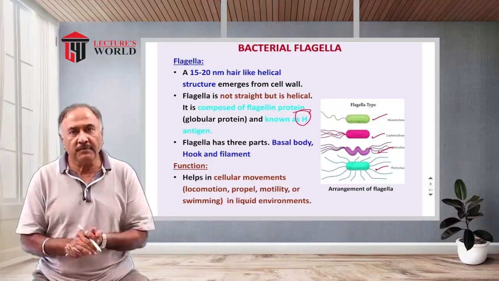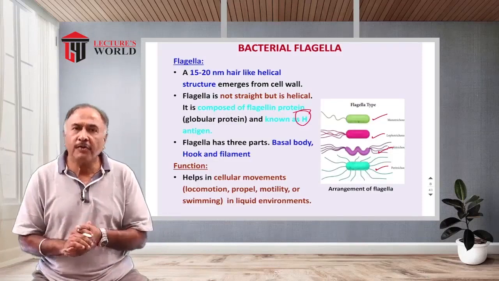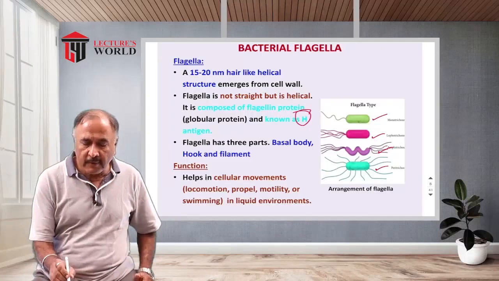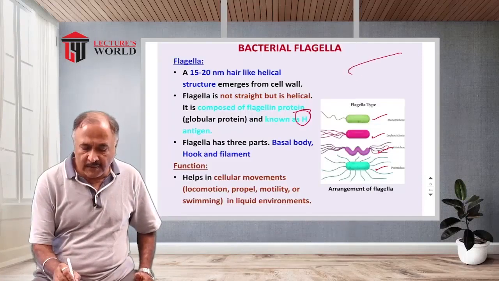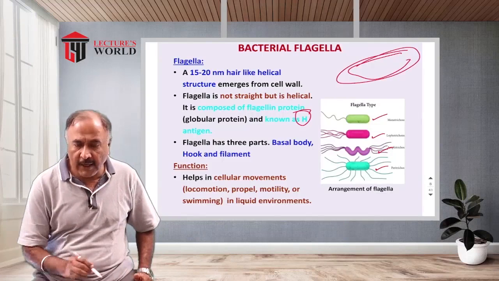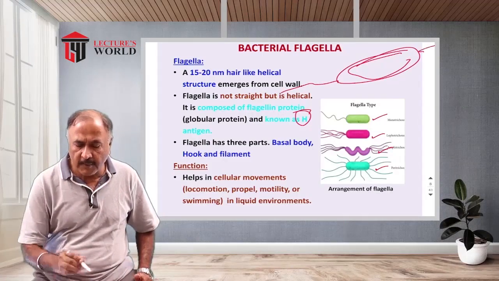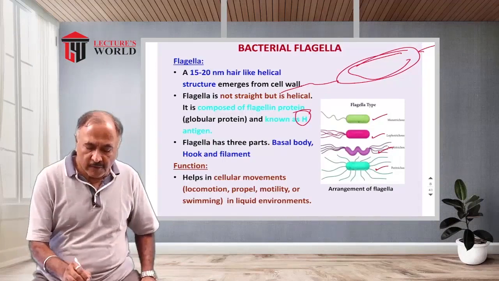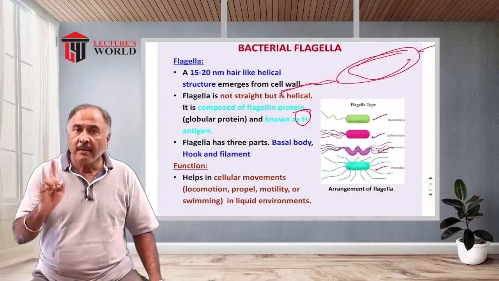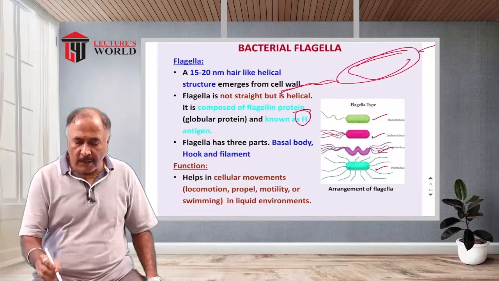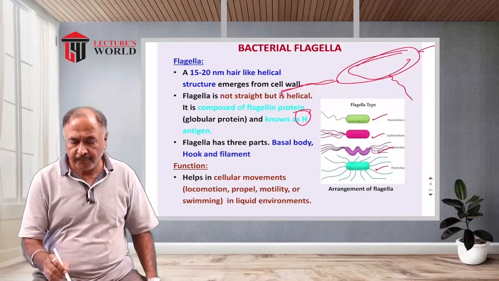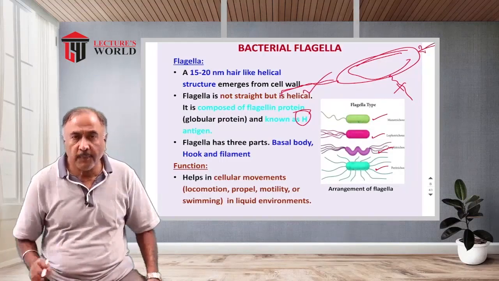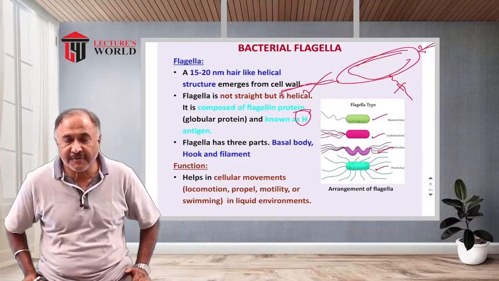Monotrichous, mono means one. One flagellum, usually situated at one pole of the cell. When we consider a cell as an elongated cell, this is one pole and this is the other pole. The flagellum is normally attached at one of the poles, where the single flagellum is there. Normally you will not find the flagellum attached here. It is mostly either at this pole or at this pole. So it is a monotrichous flagellum.